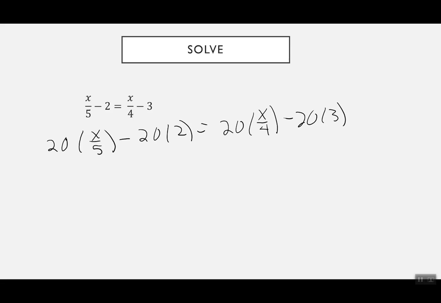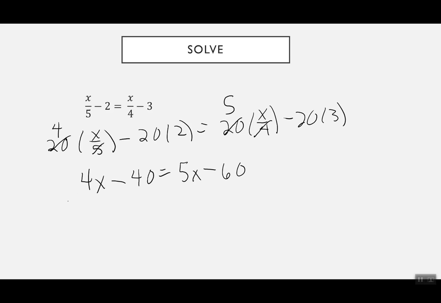So I'm distributing, I'm giving every single piece of the equation this multiple of 20. Remember we said we want to be consistent. 5 goes into 20 4 times. My first term is 4x. Then I have 20 times 2, so that's minus 40. 4 goes into 20 5 times, so I have 5x on the right. And then 20 times 3, I have minus 60.